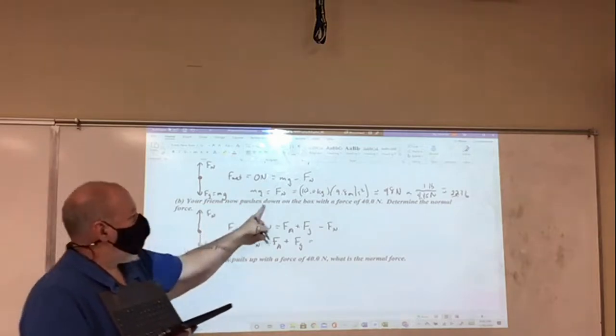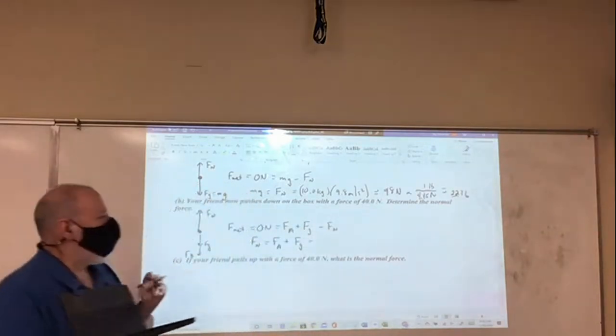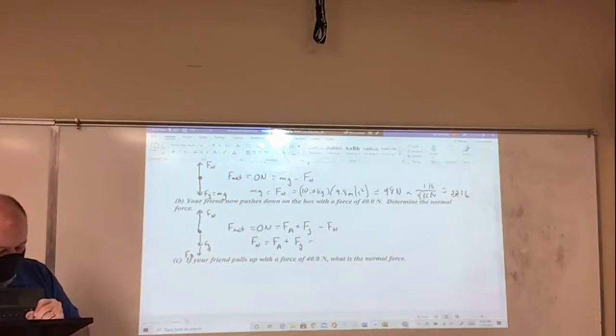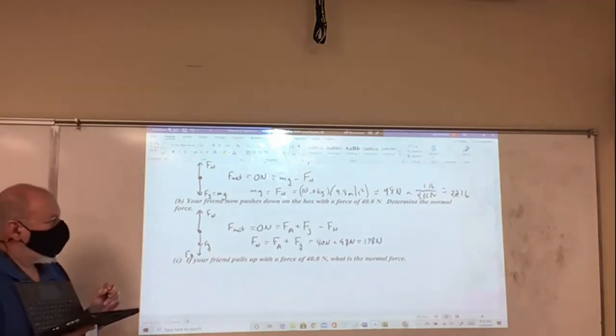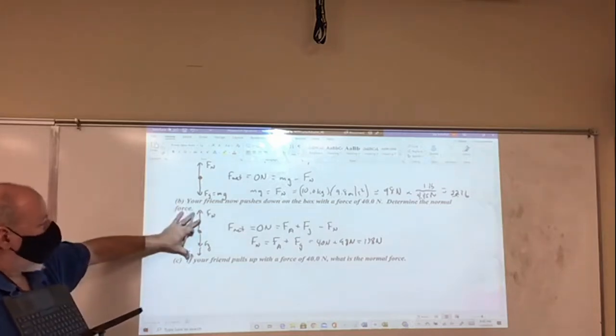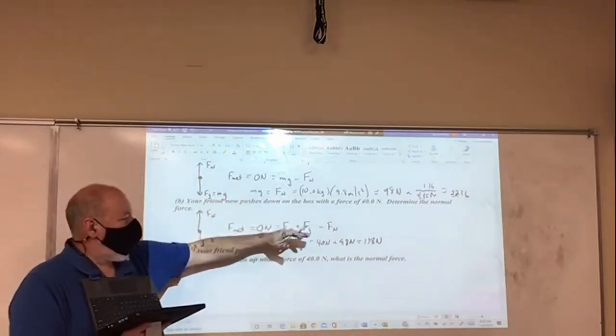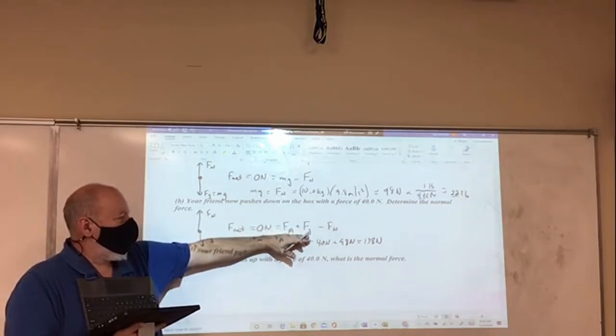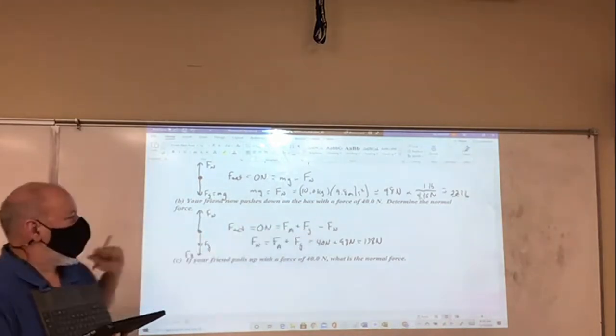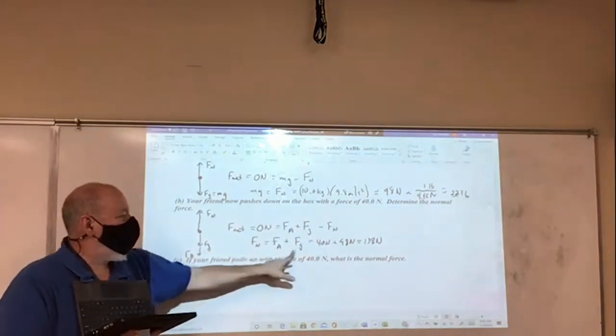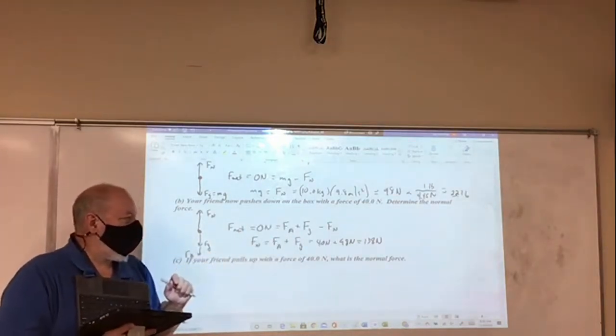We already know what the force due to gravity is. We figured that out in the first part. That doesn't change. That's 98 newtons. And we've been told that the force applied is 40 newtons. 40 newtons plus 98 newtons equals 138 newtons. Okay? The whole purpose of the free body diagram is to allow you to create a net force equation, and the whole purpose of the net force equation is to allow you to create an equation that will solve your problem.